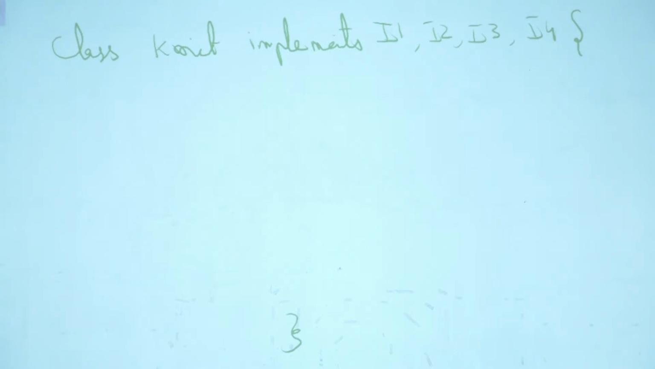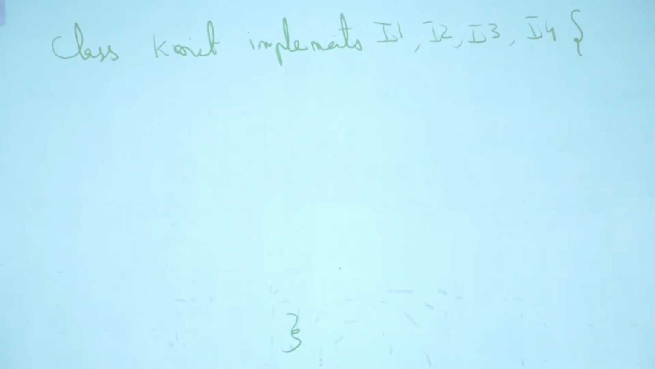Java says when you derive from only one class, we will not permit multiple inheritance. But if you want to implement any number of interfaces, you can implement any number. So class KMIT is now going to implement all these 4 interfaces.